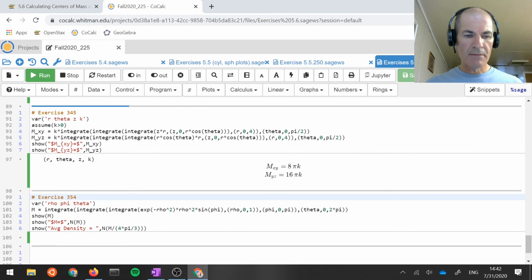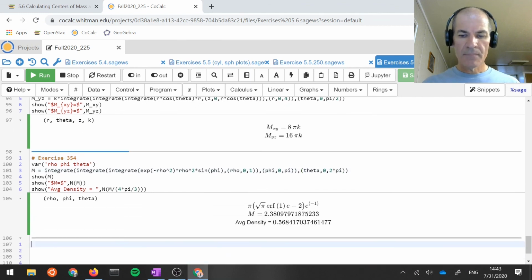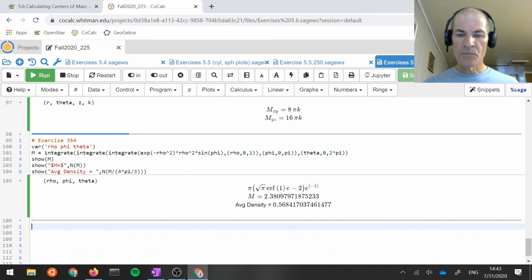So we're integrating, we find the mass here. It's a triple integral. Here's the integrand, the density, and then rho squared sine phi, which just is the factor that we need to include for spherical coordinates, and then the limits 0 to 1, 0 to pi, 0 to 2 pi. And let's integrate that. And as I warned you, the error function appears in a mysterious way. We're not going to worry too much about that. And then I asked Sage to give me a numerical value for that mass, and it turns out to be about 2.38. And then the average density is the mass divided by 4 pi over 3. And that works out to be about 0.57.